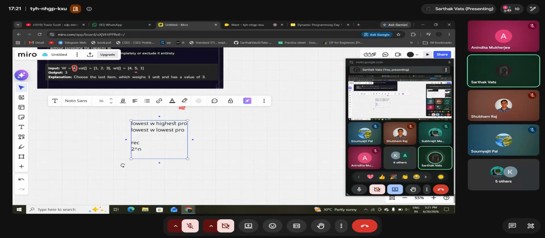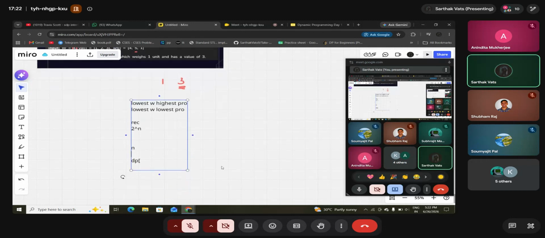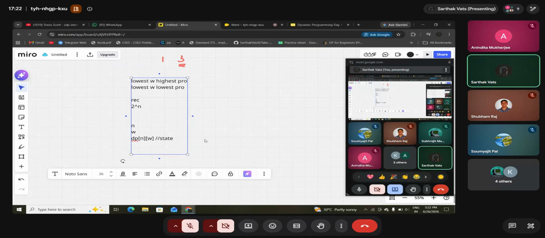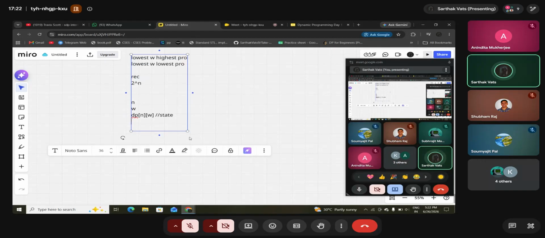Now let's think of what our case can be. Since we are breaking it into smaller subproblems, it can be defined either way. n would be the size of the array, and w would be the limit on the weight. Let's just say this is our state. So how can we define our state?